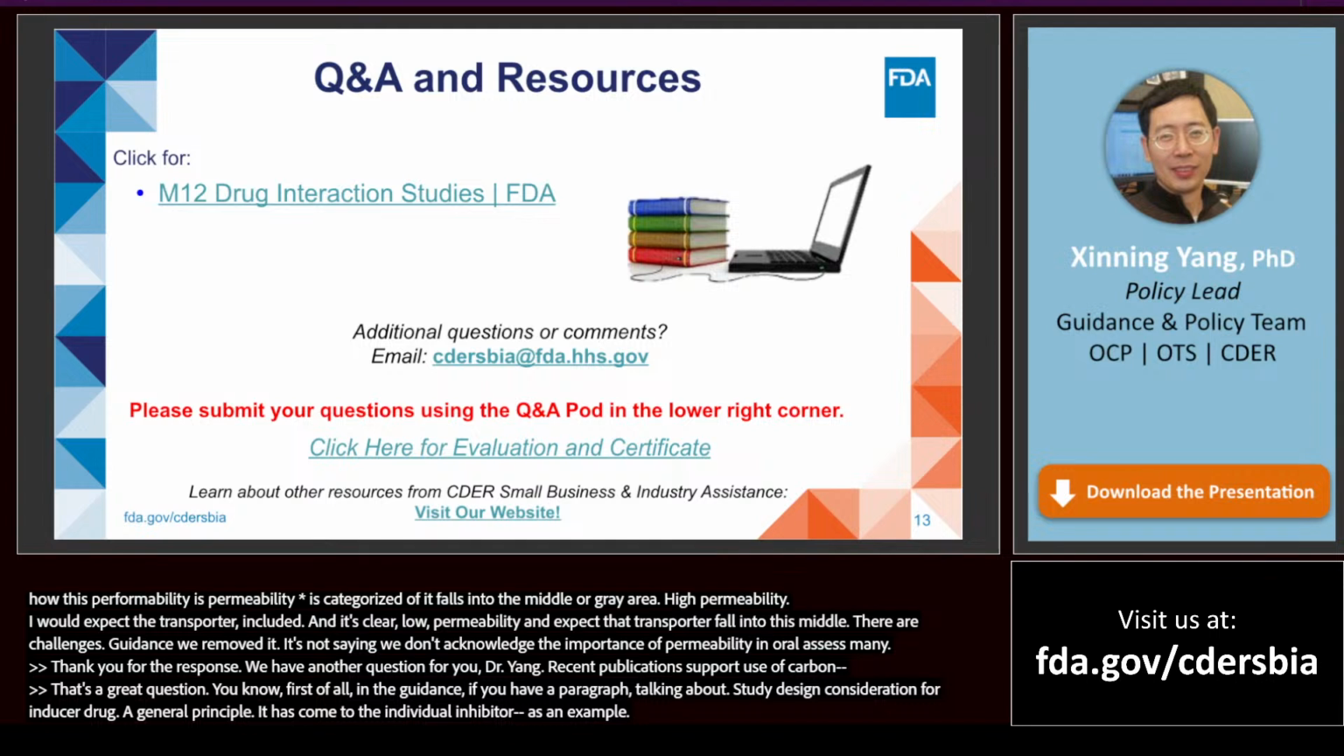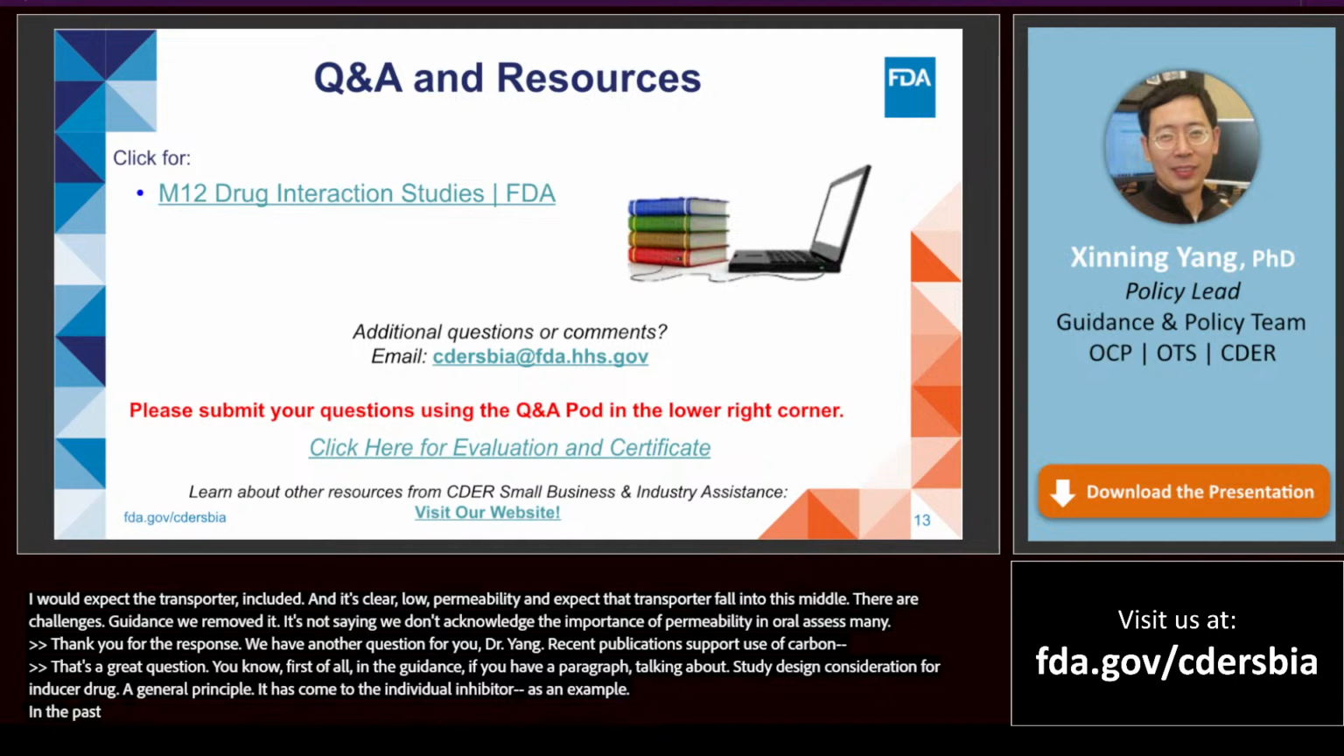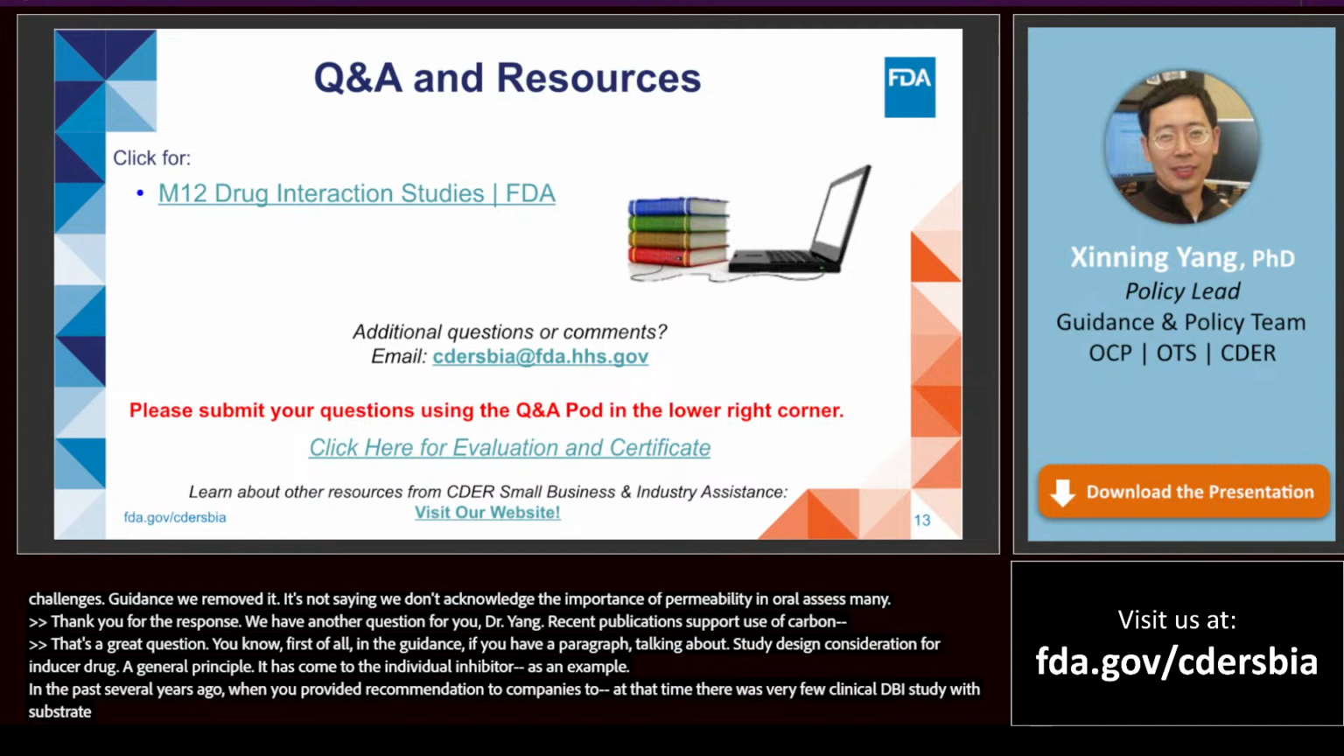Several years ago, when we provided the recommendation to companies, there were very few clinical DDI studies with an index substrate of CYP3A. I think there was only one study around that time published with midazolam. And after that, a few new clinical DDI studies were conducted, which greatly enhanced our knowledge on this.